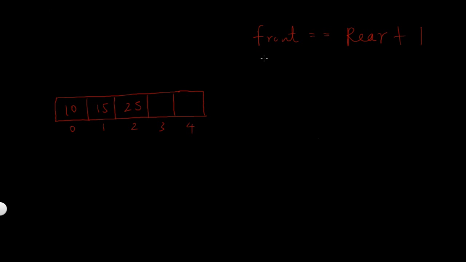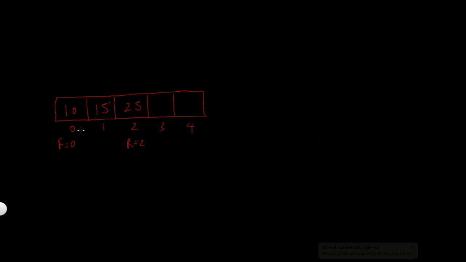Now if the value of front is equal to rear plus 1, then in this case also the queue will be empty. Now suppose there are some elements in the queue: 10, 15 and 25. The value of rear at this point will be equal to 2, and the value of front will be equal to 0. Now if I delete an element from this queue, then this 10 will get deleted, because elements in the queue are always deleted from the front.